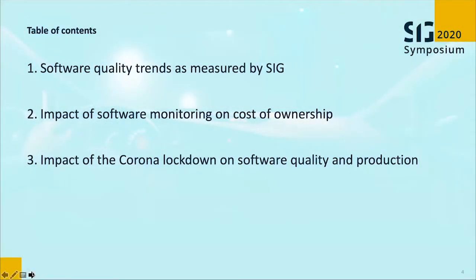We're going to cover a number of topics. First of all, we're going to look at the software build quality trends as we measure them by SIG. Is it improving? Is it decreasing? We're going to look at the impact of software monitoring. And of course, in this period, we can't avoid talking about Corona. Is there any impact of Corona on development quality, on the things we are seeing on production?